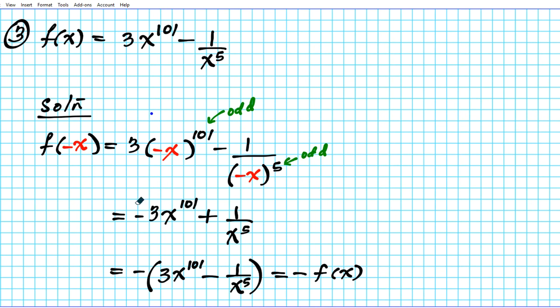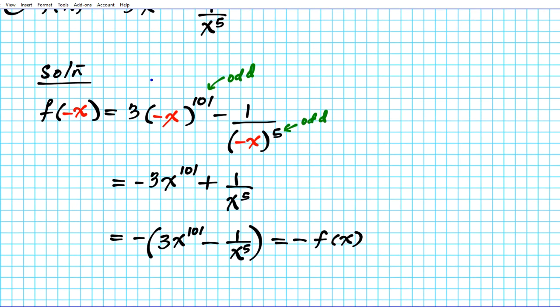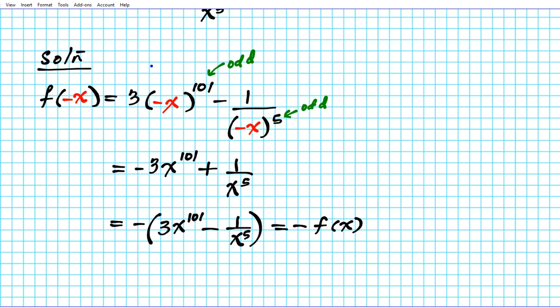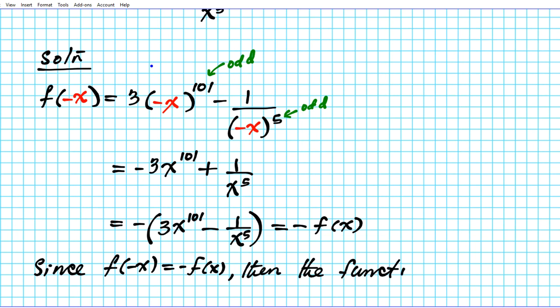Okay? So if f of negative x equals negative f of x, what's the conclusion? The conclusion is, since f composed with negative x is equal to the opposite of the function, the function is odd. Okay, so that's that.